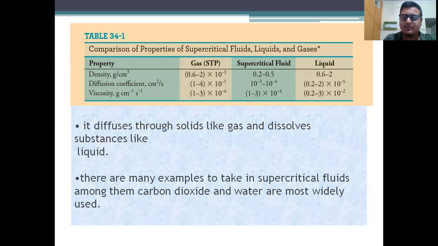It is one of the major property advantages of supercritical fluids, and there are many examples of supercritical fluids, but among them carbon dioxide as a supercritical fluid is widely used today, and it has many applications in the field of supercritical fluid extractions. So we can choose carbon dioxide as the best example of a supercritical fluid.